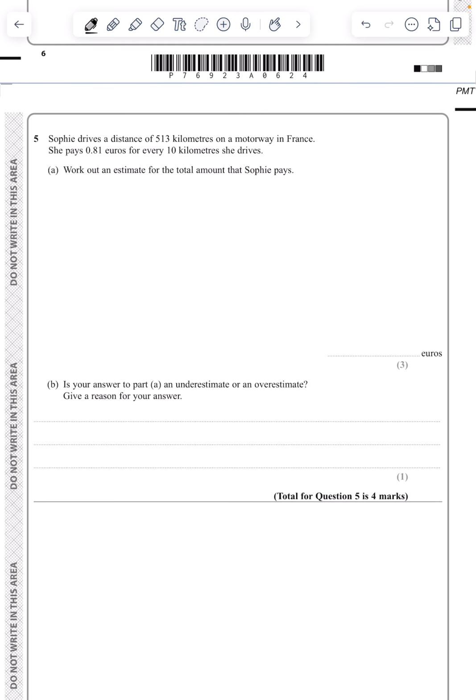Drive distance 513 kilometers. So, estimate is a clear word here. 513 is roughly, that was a bad estimate symbol, something like that. Kilometers. 80.81 euros for every 10 kilometers. So, every 10 kilometers, 500 divided by 10 times 0.81.